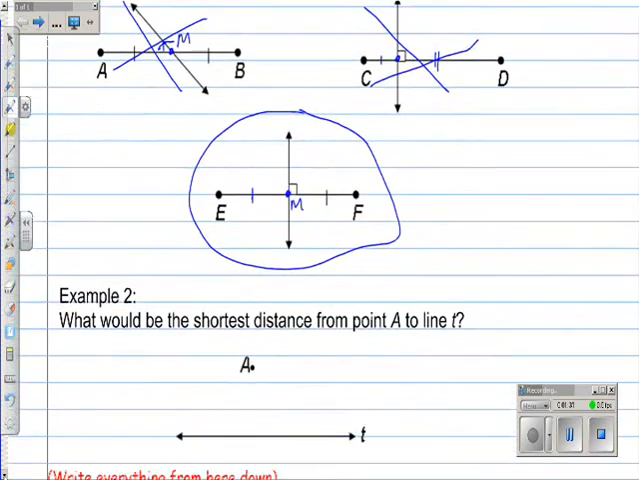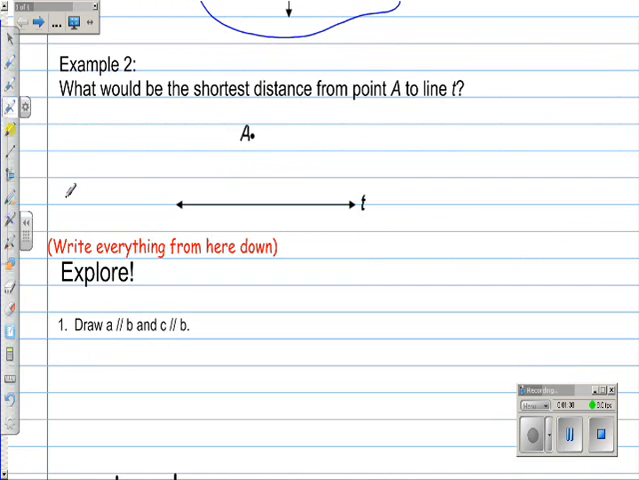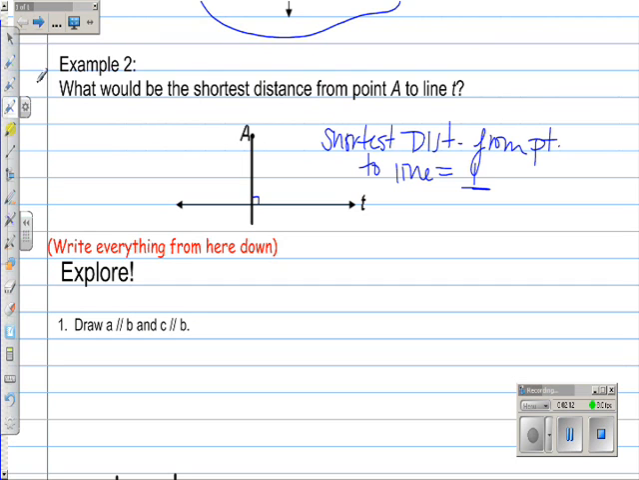Now, if we come down and look at example 2, you don't have to write this one down, but what would be the shortest distance from point A to line T? The shortest distance is always going to be perpendicular. The shortest distance from any point to a line is always going to be perpendicular. So from here, I do want you to start writing.